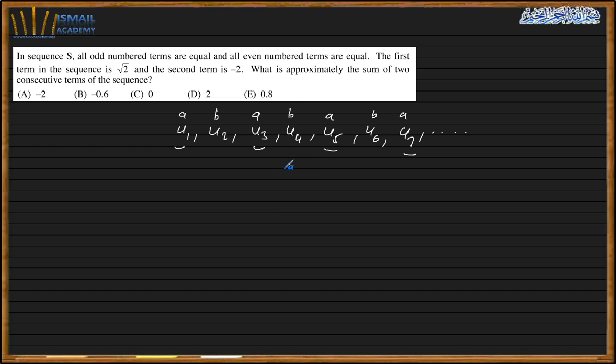The first term in the sequence is square root of 2. That means U1 is square root of 2, which means U3 is square root of 2, U5 is square root of 2, U7 square root of 2, and so on. And the second term is minus 2, so this is minus 2, this is minus 2, this is minus 2. What is approximately the sum of two consecutive terms? I just need to add those two. So it's going to be square root of 2 minus 2, so we want 0.6.